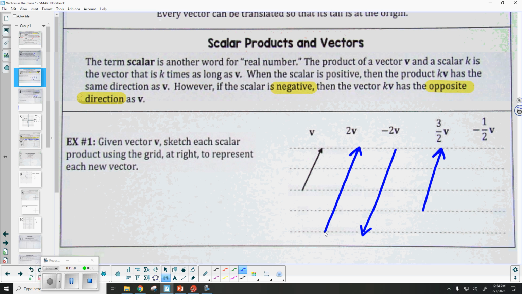How many units long will negative 1/2 v look like? 2 units? Just 1. And because it's negative, it's going to be pointing in the opposite direction. So let's say I go ahead and draw it like this.